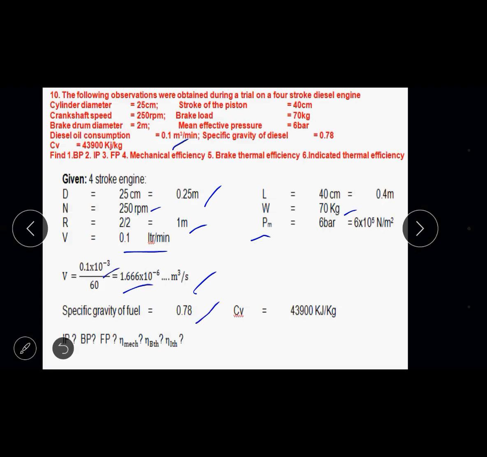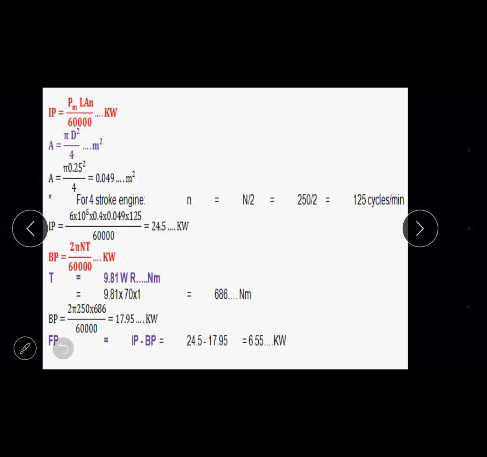Specific gravity of this fuel is given as 0.78, and the calorific value of the fuel is given. We have to find IP, BP, FP, mechanical efficiency, brake thermal efficiency, and indicated thermal efficiency. We'll go one by one. Coming to the first, IP.